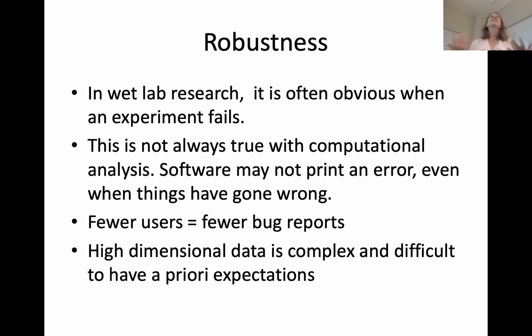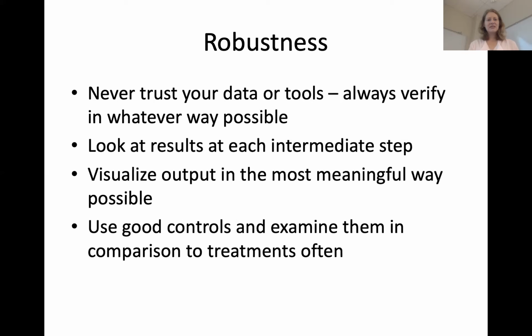On the flip side of that, high-dimensional data is complex and it's difficult to have a priori expectations. But we could make a judgment call that a peach RNA data set should map at more than 0.5% to the peach genome. So try to set up what a priori expectations you can have, and then go look for them in your data, which can be complex and difficult depending on your data set. Yeah, so always verify in whatever way possible.